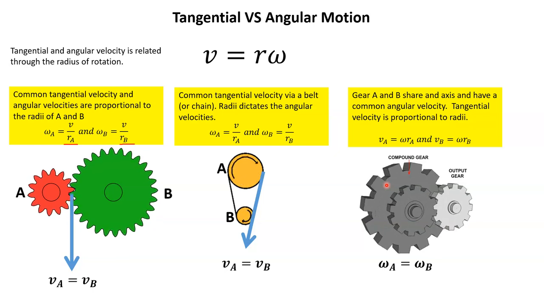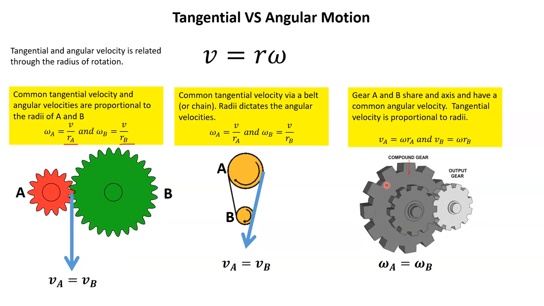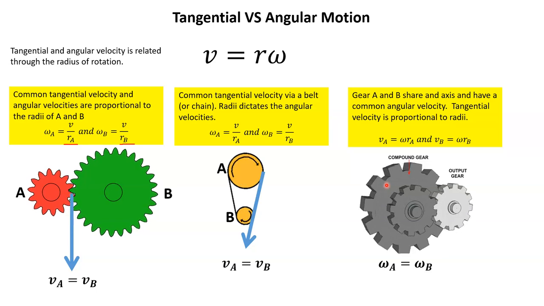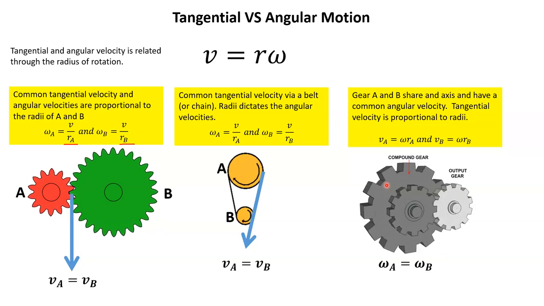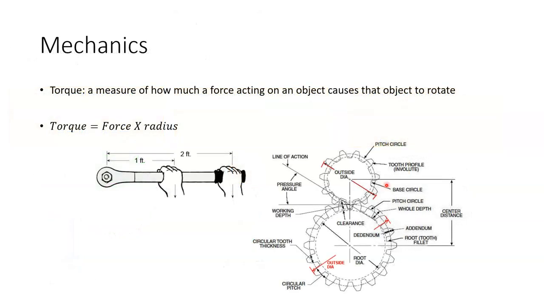But now let's look at other things in this gear. I just spoke totally in terms of velocity. There are other sides to gearing, and one of those is dealing with torque. Torque is a measure of how much force acting on an object causes that object to rotate. So here you have the force. The example here is a torque wrench.